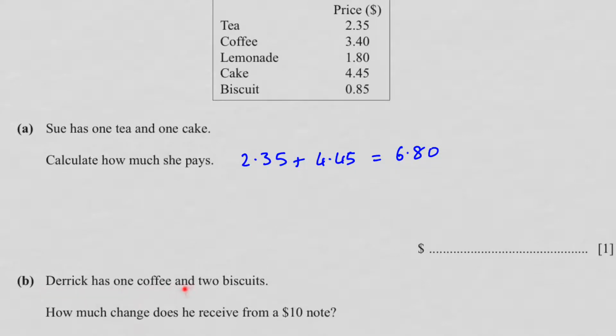In B, Derek has 1 coffee and 2 biscuits. How much change does he receive from a $10 note? So first we will add the cost of 1 coffee and 2 biscuits. 1 coffee is 3.40 plus 2 biscuits, so we'll multiply 2 by 0.85. And we will get 5.1. This is the cost of 1 coffee and 2 biscuits. He has given $10. So 10 minus 5.1, the change he will get is $4.9.